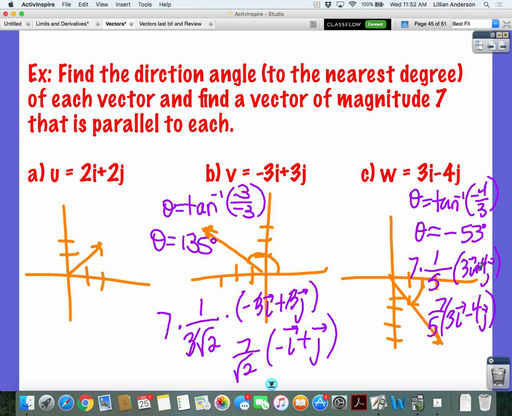Questions? How do you get that negative 53? Kind of like, what do you do? Set a tangent. Make sure you agree with it.